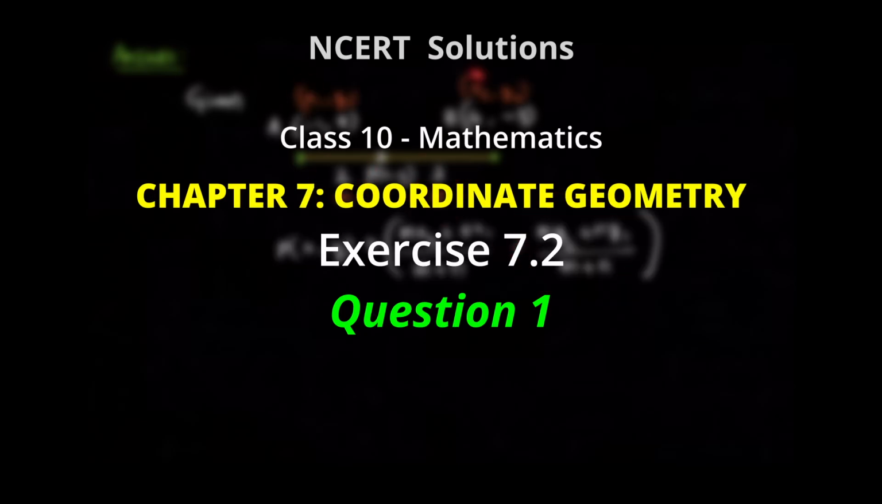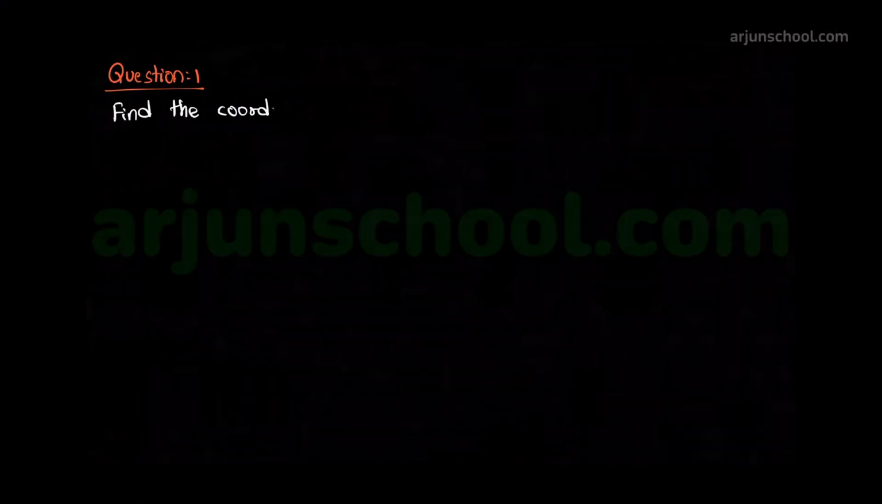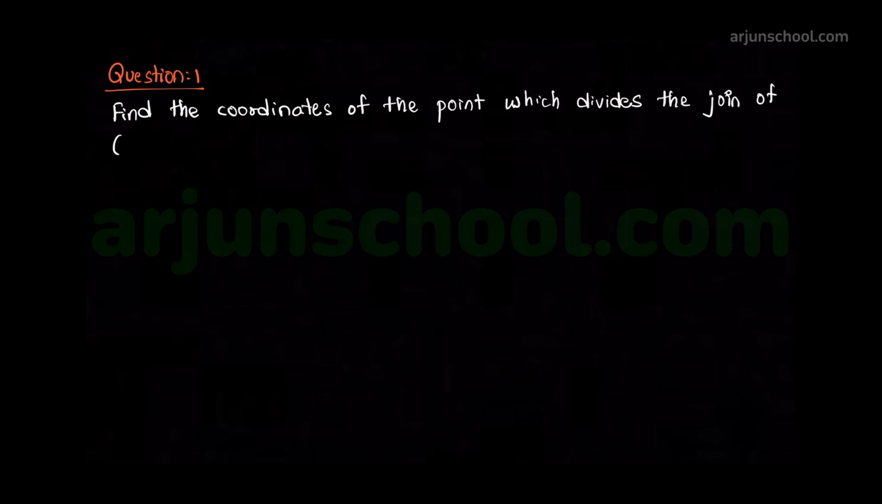NCERT Solutions, Class 10, Maths, Chapter 7, Exercise 7.2, Question 1. Find the coordinates of the point which divides the join of (-1, 7) and (4, -3) in the ratio 2:3.